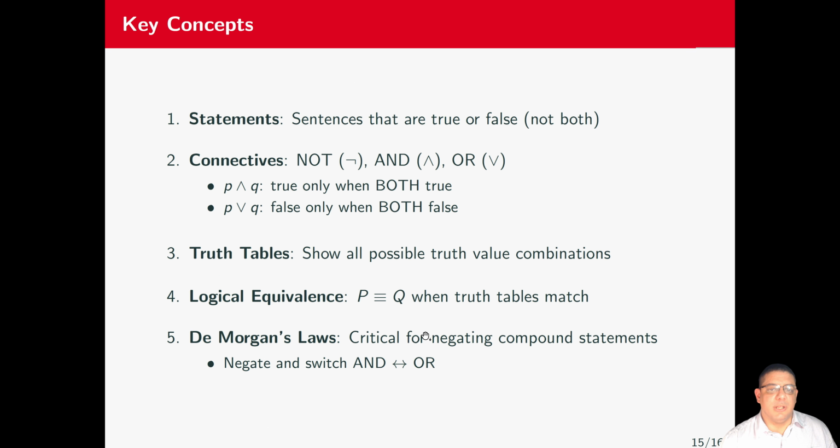Now, in summary, we have statements or propositions, which are sentences that are true or false, but not both at the same time. We have connectors: the not, the and, and the or. P and Q is true only when both are true. P or Q is false when both are false. Truth tables show all possible truth value combinations, and logical equivalences are when two propositions match their truth values. De Morgan's laws are critical for negating compound statements with and or or, and they negate and switch the and with the or.